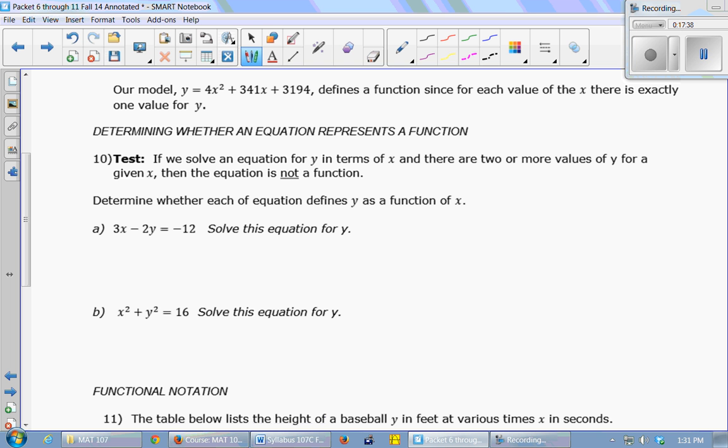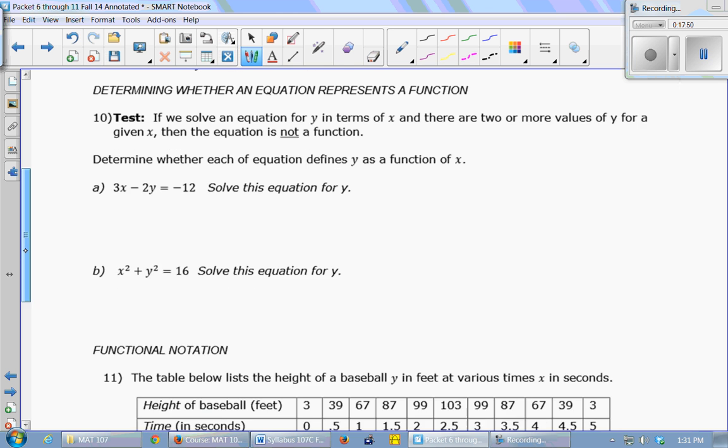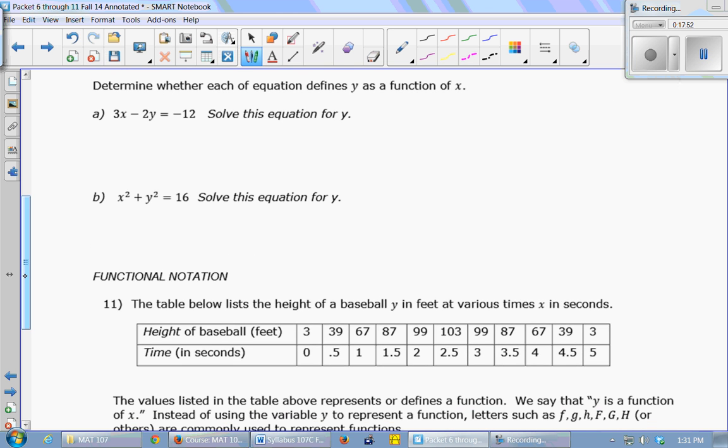So for any random equation, we want to determine whether or not it's a function. To determine it, you solve the equation for y in terms of x, and if there are 2 or more values for y for a given x, then it's not a function. So we'll look at a few examples. 3x minus 2y equals negative 12. We solve for y. So I'm going to subtract 3x from both sides.